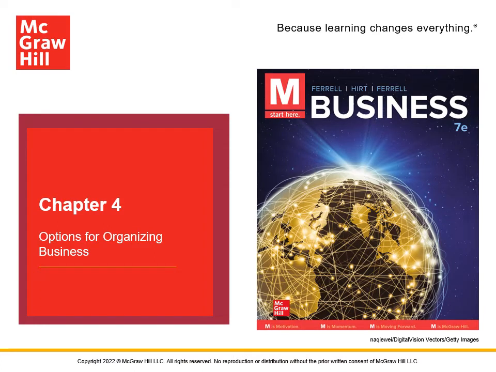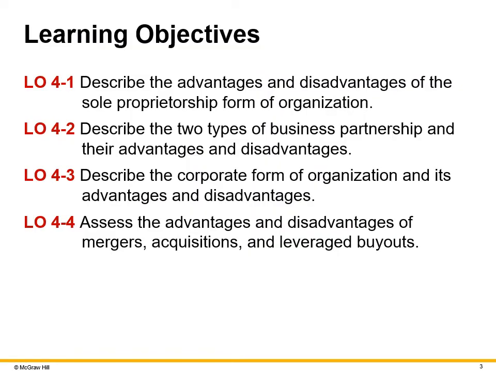We're going to be looking at Chapter 4 today, Options for Organizing a Business. The learning objectives include: describe the advantages and disadvantages of the sole proprietorship form of organization; describe the two types of business partnership and their advantages and disadvantages; describe the corporate form of organization and its advantages and disadvantages; and assess the advantages and disadvantages of mergers, acquisitions, and leveraged buyouts.